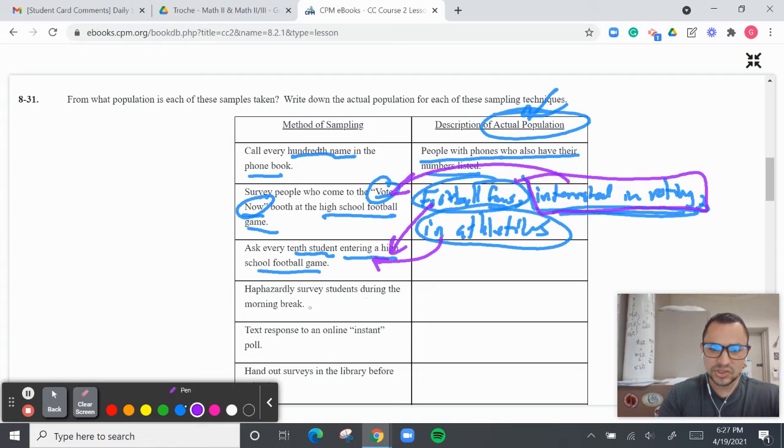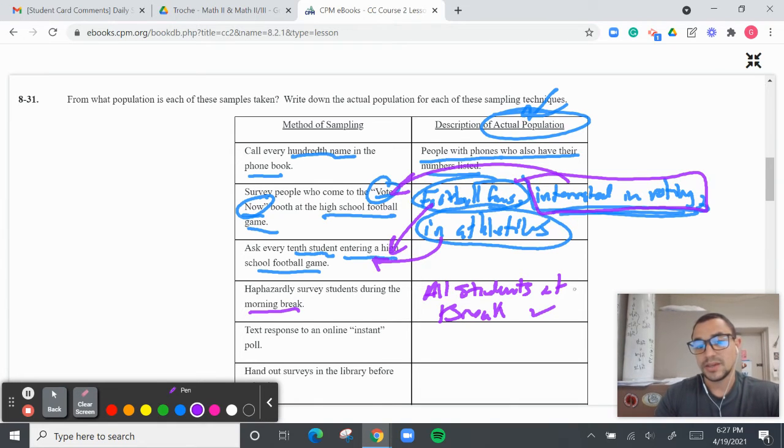Haphazardly survey students during the morning break. Okay, so this is all students. This is a good one. If it's all students at break, like if we're all on the blacktop and you just randomly choose someone and say, hey, can you answer this question real quick? That's all students at break. That's a good one, and you're just randomly surveying people. I think that would be a good way to get that survey done.